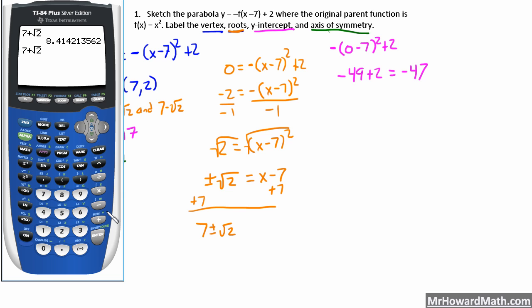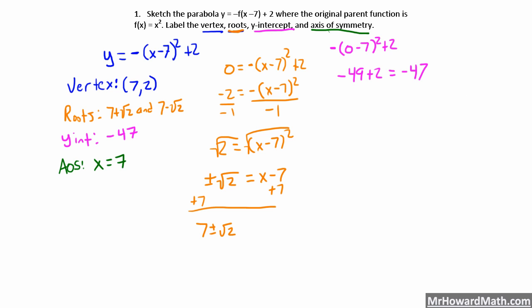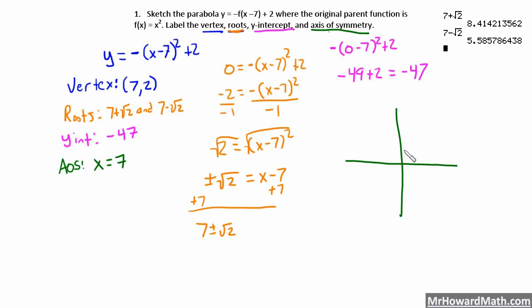Bring that down, and now minus. So enter. So there's our two roots. So I'm going to bring this over so I don't have to memorize all that, and put that right over here. So now when we were asked to sketch it, let's draw in an axis here. We actually have two positive roots, so we'll put our vertex in. Our vertex was 7, 2, so we'll call that right here 7, 2.